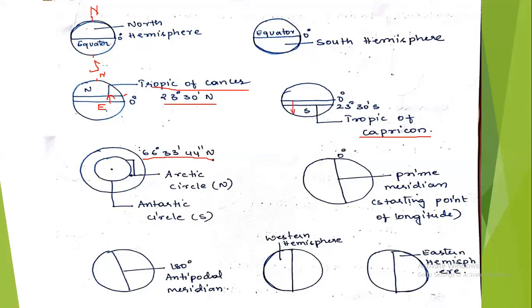Okay, next, if you move further from 23 degrees, to 66 degrees, 33 minutes and 44 seconds north, it is called the Arctic Circle. In the same way, if you move down, it is called the Antarctic Circle. South means at the same degrees only. North and south, it is a circle we are drawing here. So north and south we call at the degrees 66, 33 minutes, 44 seconds. At north it is the Arctic Circle, and at south it is the Antarctic Circle.